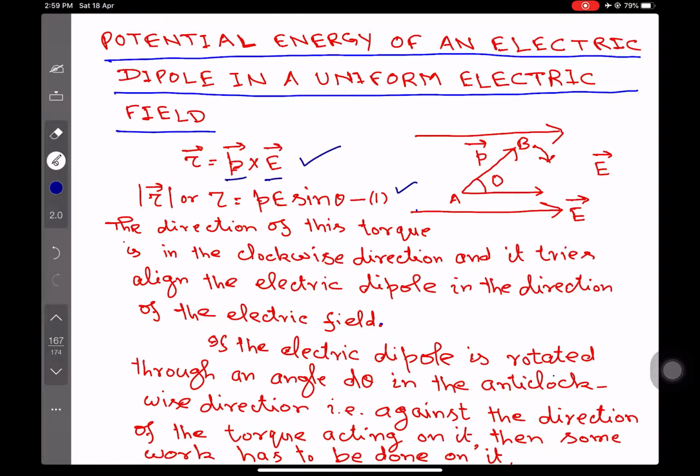Now, the direction of this torque is in the clockwise direction, and therefore this torque tends to line up the electric dipole in the direction of the electric field.